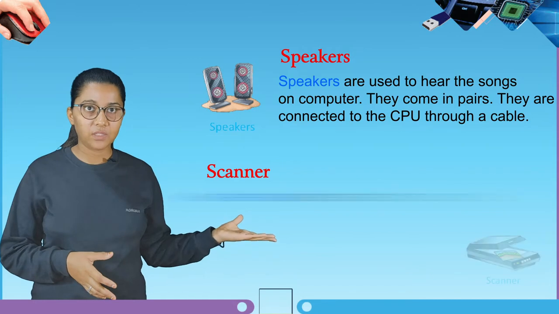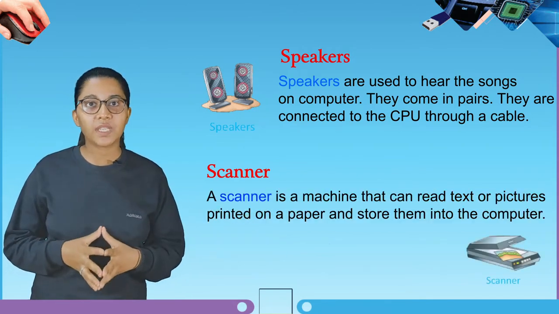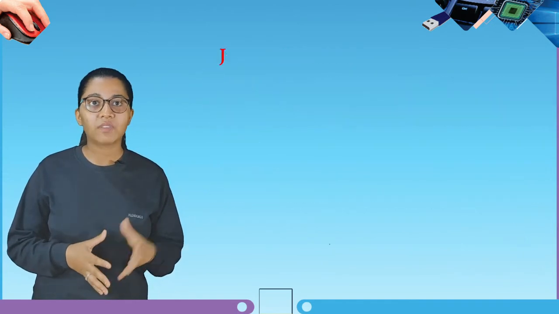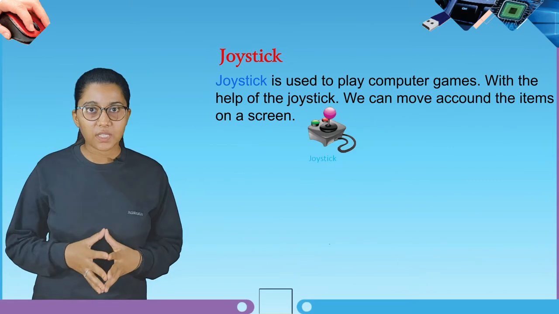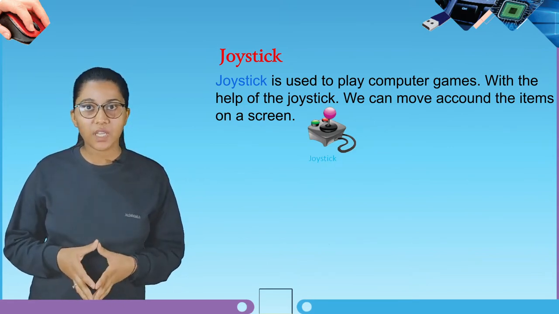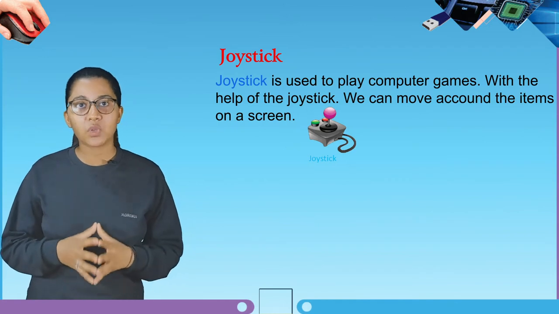Now we have a scanner. A scanner is a machine that can read the text or picture printed on a paper and store them into the computer. Now students, we have a joystick. Joystick is used to play computer games. With the help of the joystick, we can move items around on a screen.